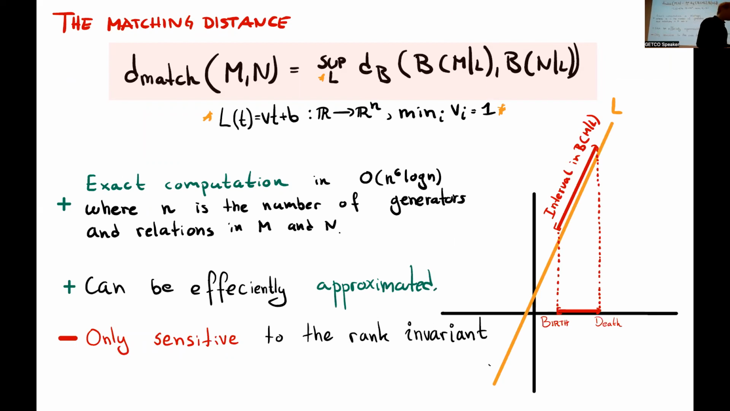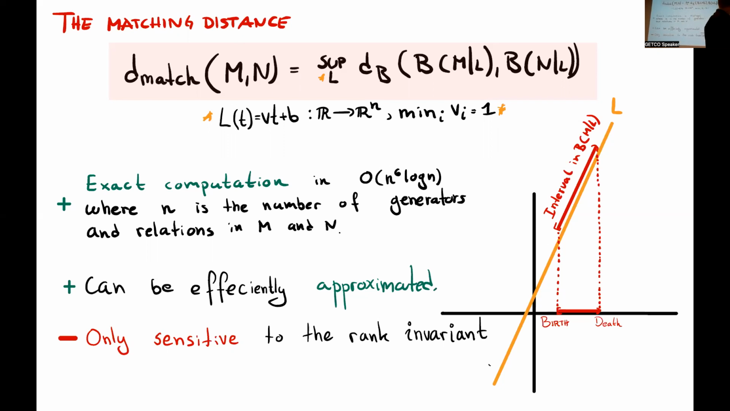So what is this? Well, remember the fiber barcode. We now take the restrictions to lines of positive slope. And we're going to assume that the lines are parameterized as dt plus b, where d is a vector in Rn and its minimal entry is equal to 1. This is an equivalent way of defining the matching distance. I take the restriction to a line, and abstractly it gives me some bars, but now I'm going to compute distances. It actually depends on the parameterization, so I need to choose a nice parameterization.